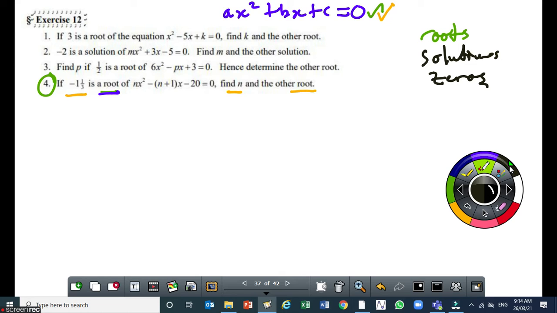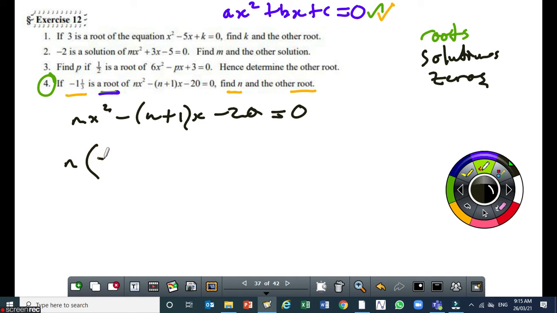Okay, so we are given nx squared minus (n plus 1) times x minus 20 equals 0. This is the quadratic equation with one root given. That root is minus 1 and a third. I'm going to convert it to an improper fraction. It gives me minus 4 over 3. So where there is x, I'm going to put minus 4 over 3. You are in grade 11, I expect you to know that minus 1 and a third is the same as minus 4 over 3. You don't teach fractions in the FET phase.